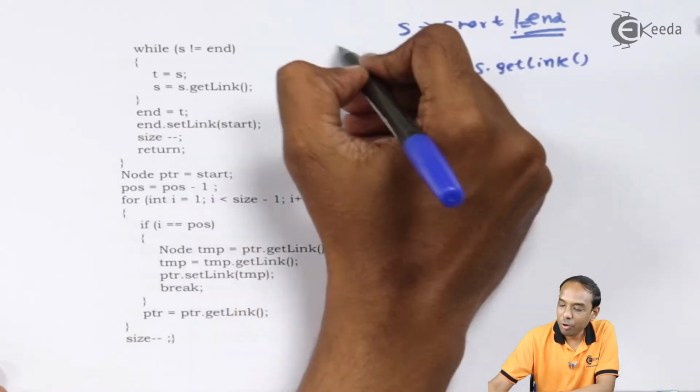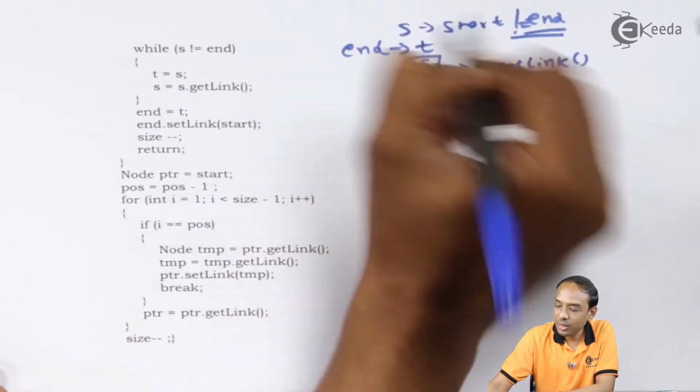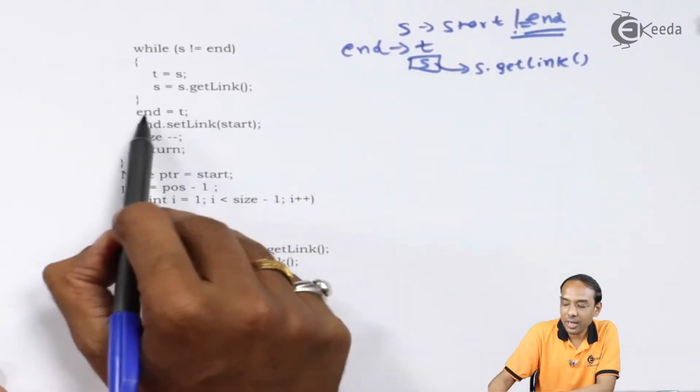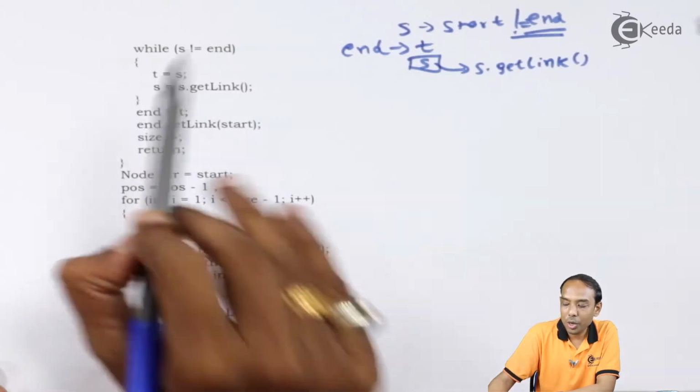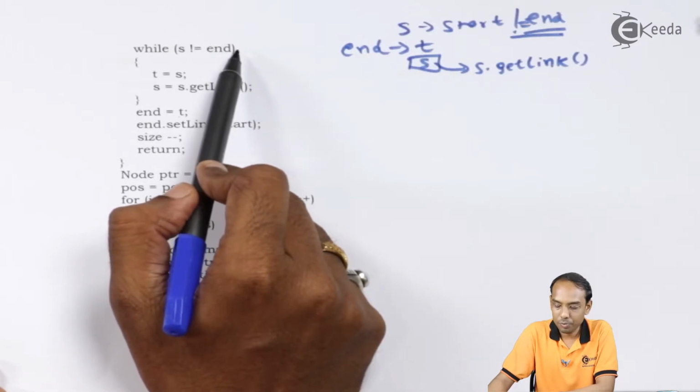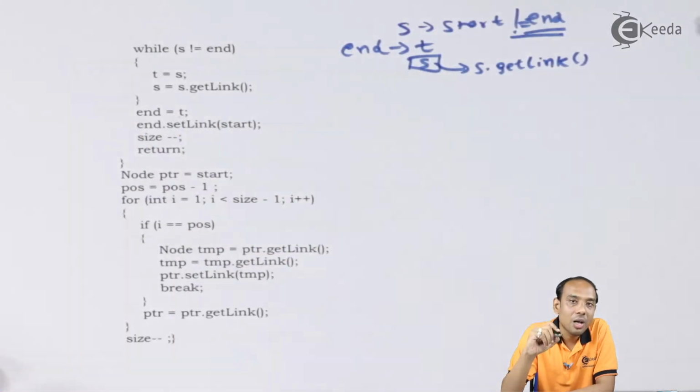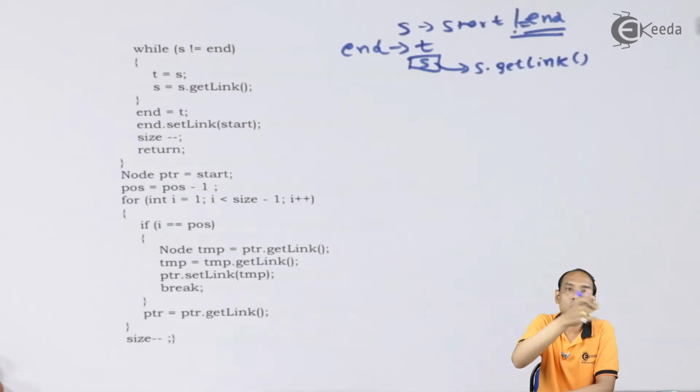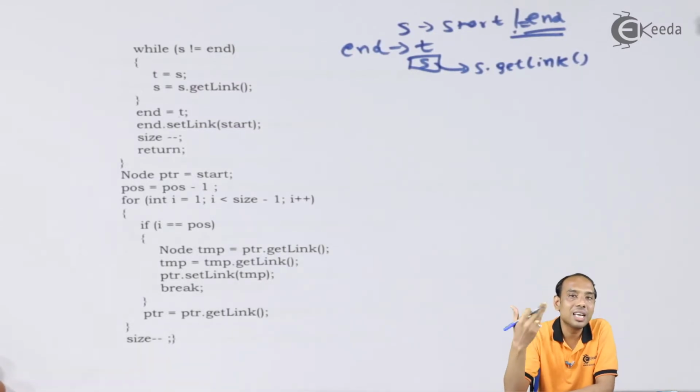Now my end would point to obviously T. So in this case t will be pointing to n. I will be getting the value while s is not equal to n. Clear? Then that is done. Once that is done, I need to make sure my last node points to the first node, since we are dealing with the circular linked list.